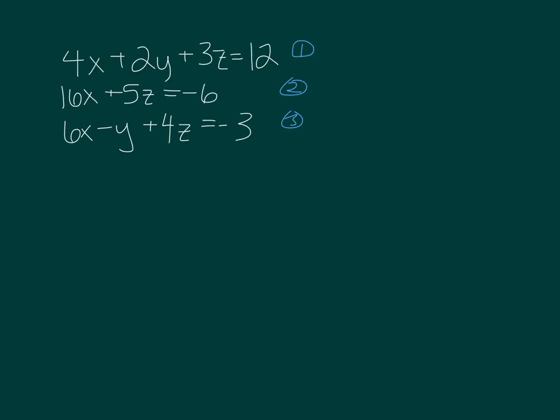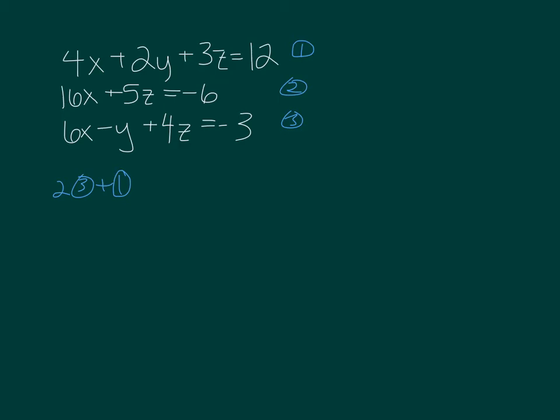Step 1 says I want to multiply or divide by numbers so that I can eliminate some variables. So the first thing I want to do is I want to multiply 2 times our third equation and add it to 1. If you notice, my third equation has a y variable of negative 1 coefficient. My first equation has positive 2. So if I multiply 2 times this entire third equation, I'll have positive 2y in equation 1 and negative 2y in equation 3, and that's what I want to be able to eliminate. So we go ahead and do that.